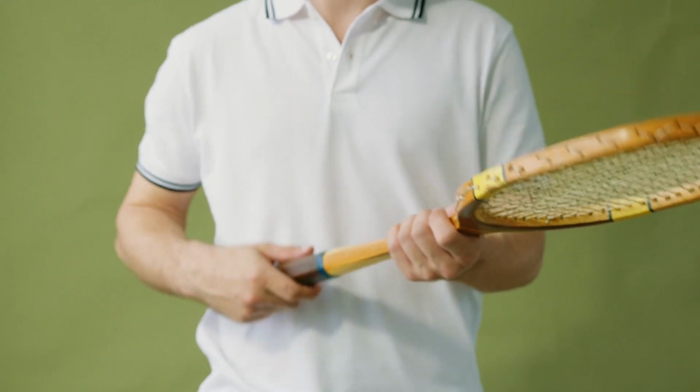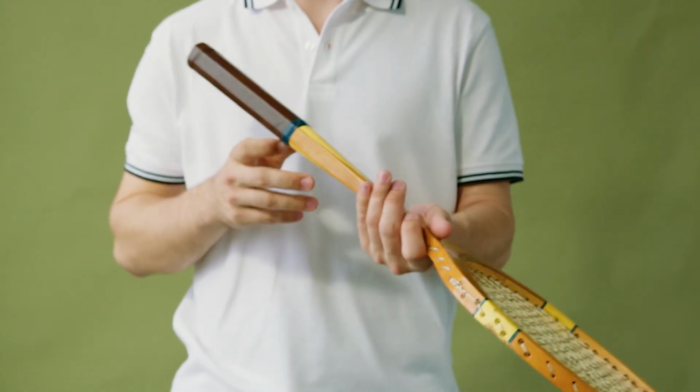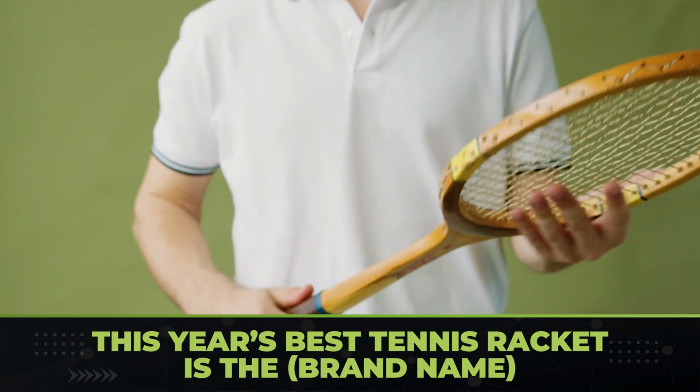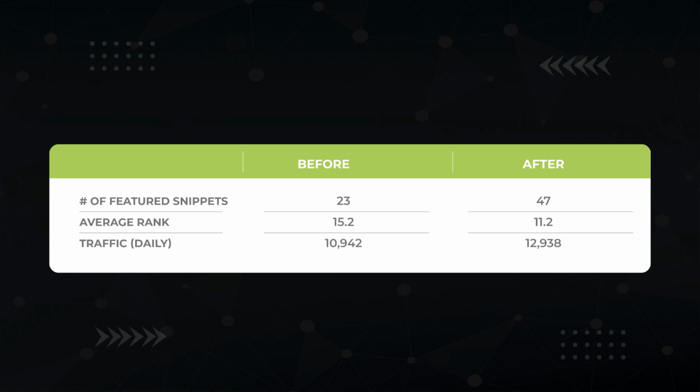If you're an affiliate trying to rank for best tennis racket, then somewhere in your article write this year's best tennis racket is the Wilson Pro 200 or whatever it is. I tested this on 5 live websites on over 100 URLs and found that the number of featured snippets increased by 23 to 47.